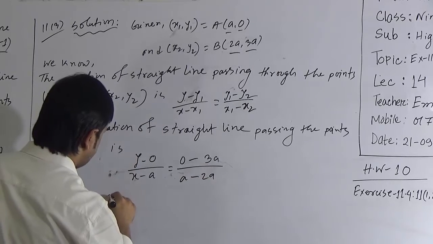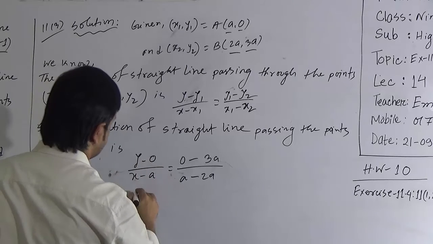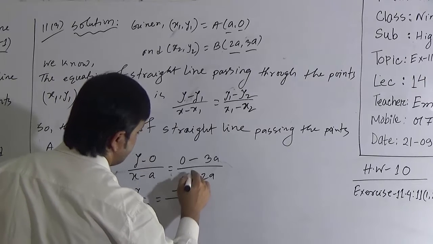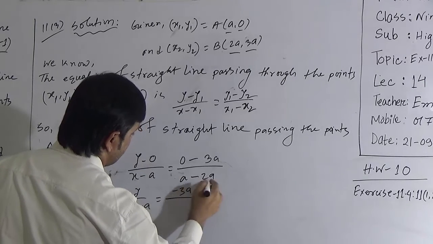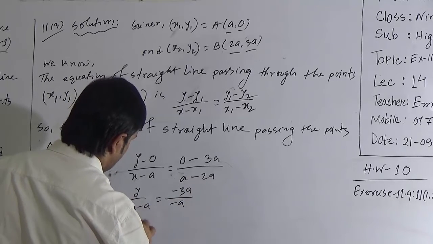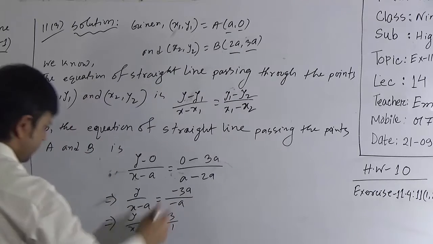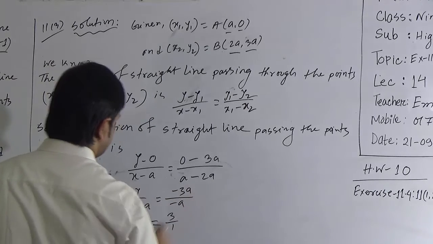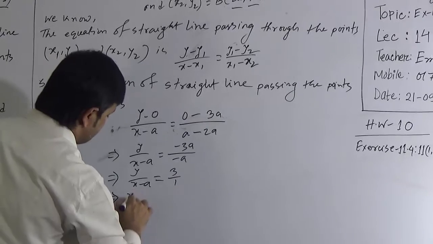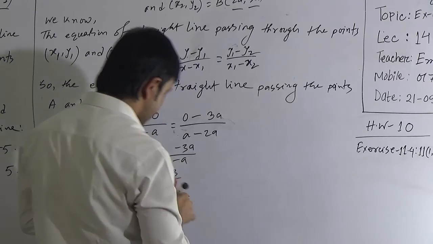So we'll get the required equation. If we calculate here, what we will get? If we subtract 0, we'll get y, that will be x minus a, and here will be minus 3a, and here we can calculate a minus 2a, that is minus a. y by x minus a is equal to 3 by 1. If we divide by minus a, both the numerator and denominator, and do the cross multiplication, that is y equal to 3x minus 3a.